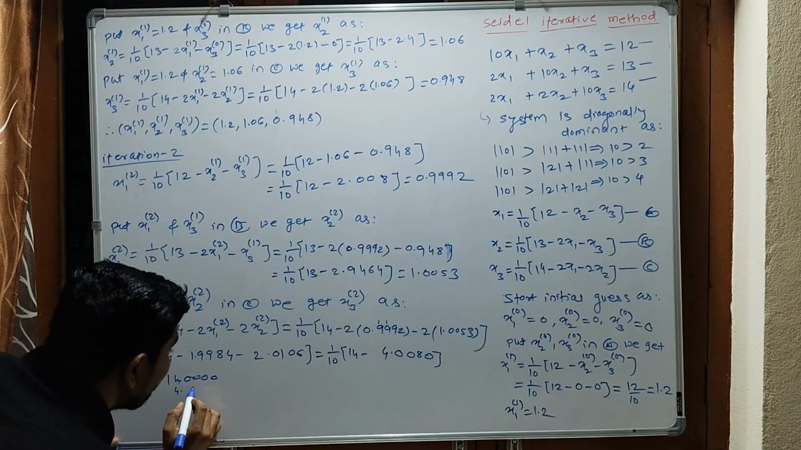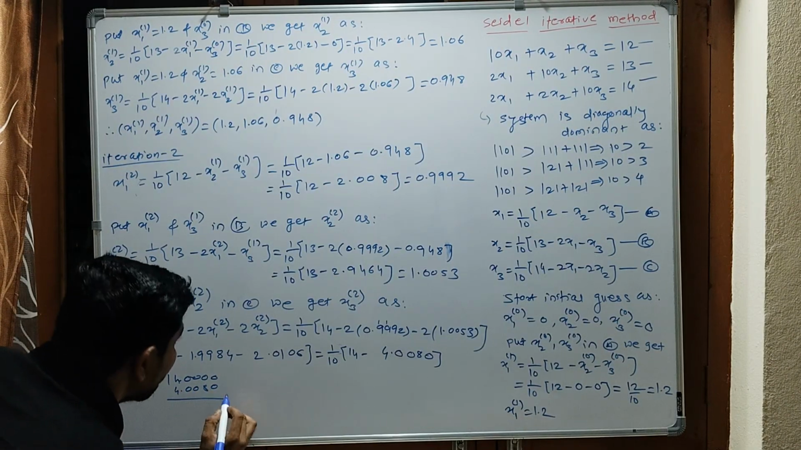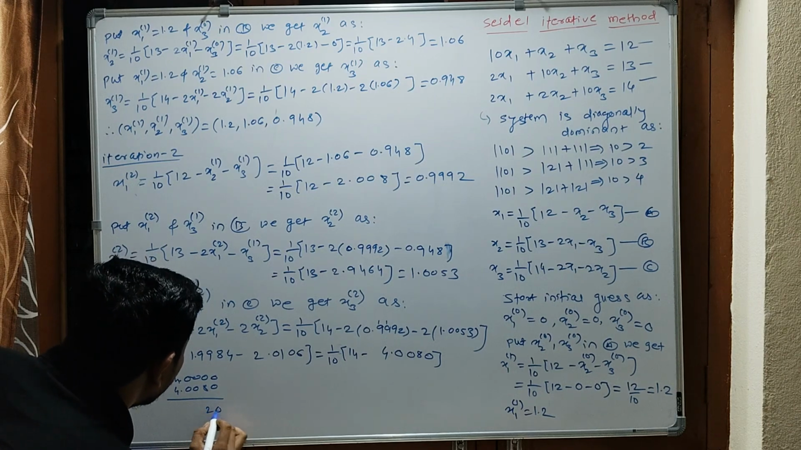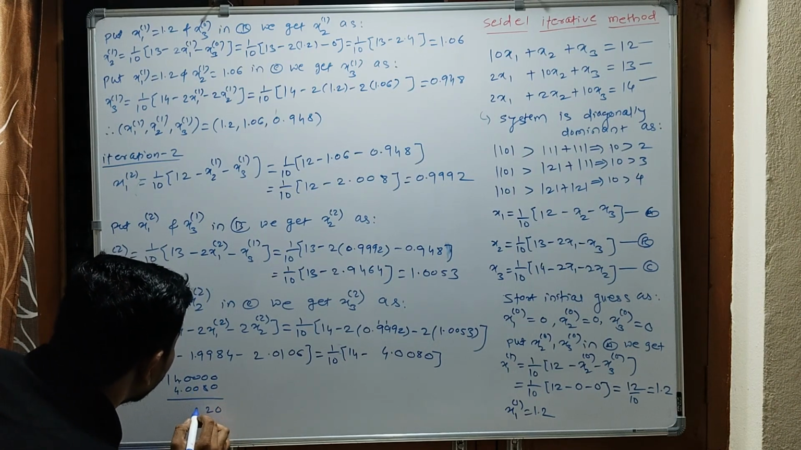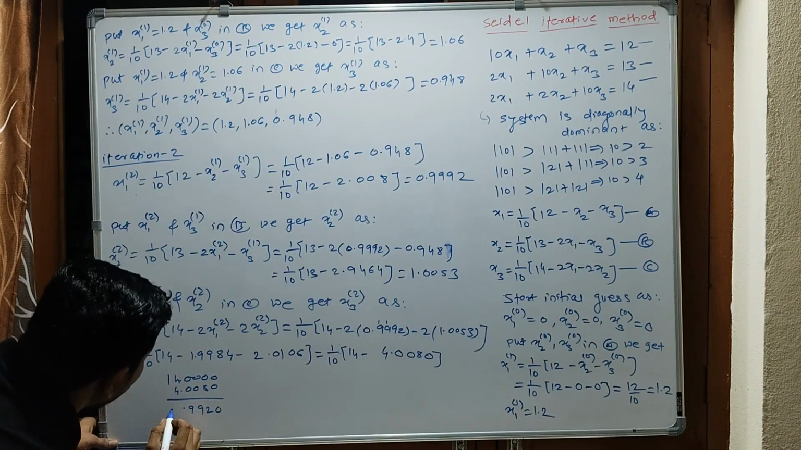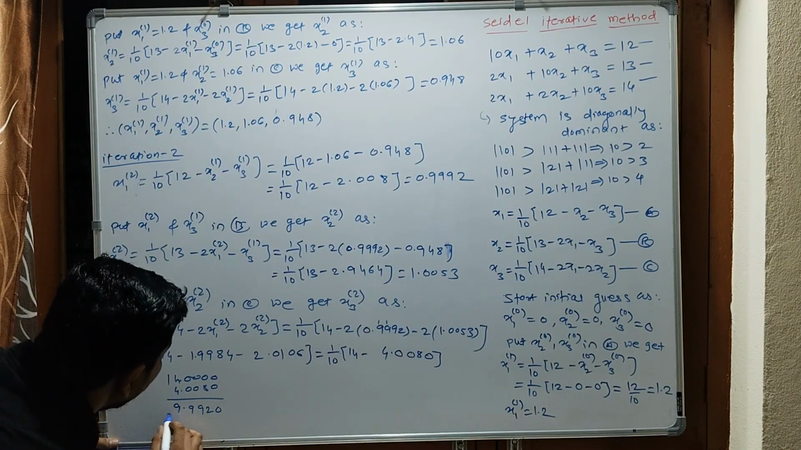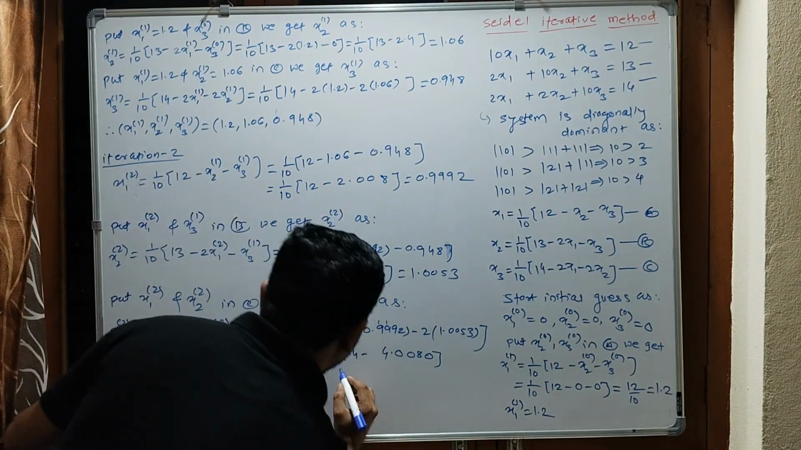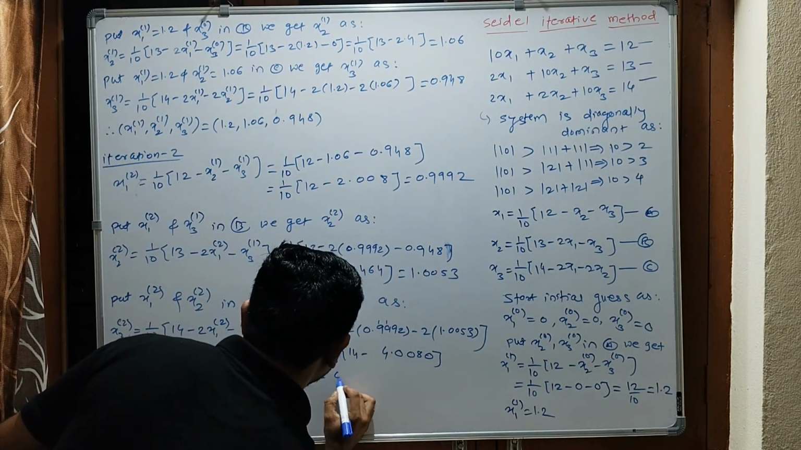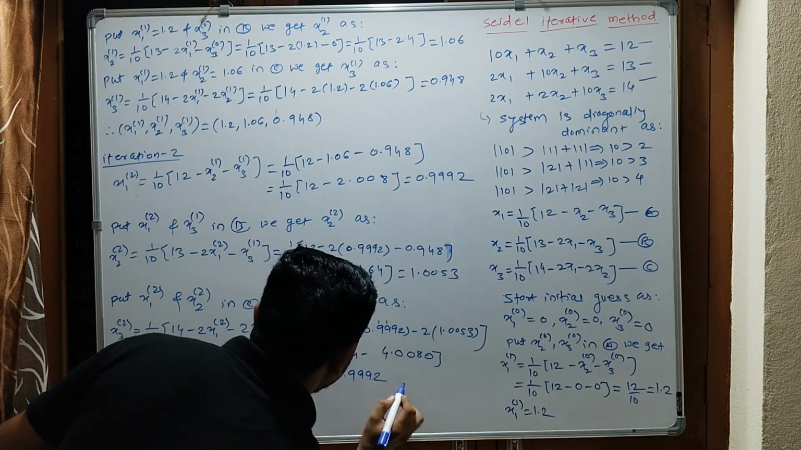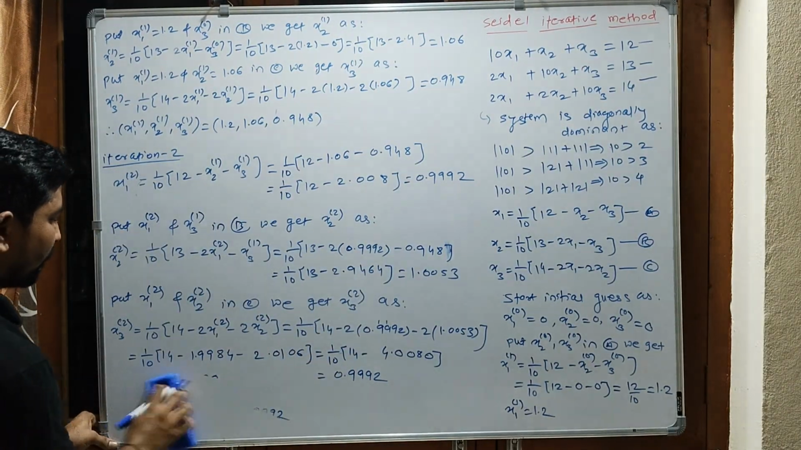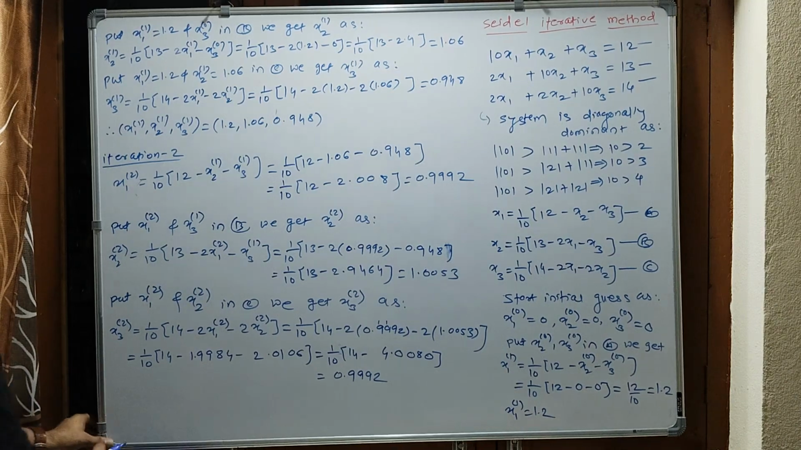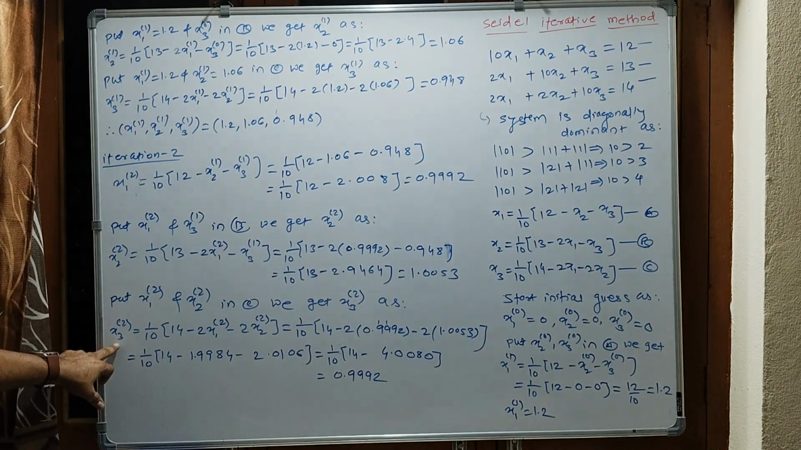So just find 14 minus 4.0080. Here, subtraction gives 9.9920. That is 13 minus 4, that is 9. So the whole is divided by 10 again, which is equal to 0.9992. So this is my third iteration. Sorry, this is my second iteration, x3 at 2.